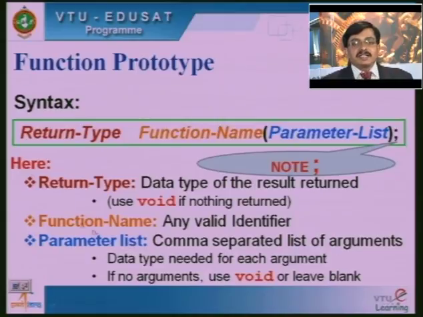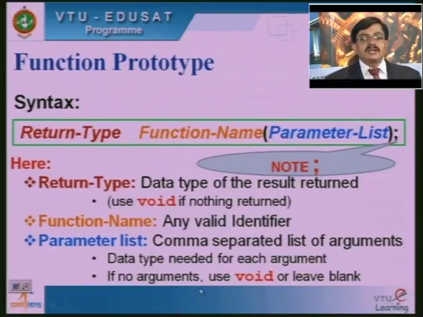Then is the parameter list. So here within the parenthesis we have to specify the parameter list. This parameter list specifies how many parameters the function is taking. So here, a comma separated list of arguments. Each parameter should be separated by a comma. Now the data type needs to be mentioned for each argument. If it is taking 3 parameters, then the data type of each of the parameters also should be mentioned in the function parameter list here, right? This we call a parameter list.